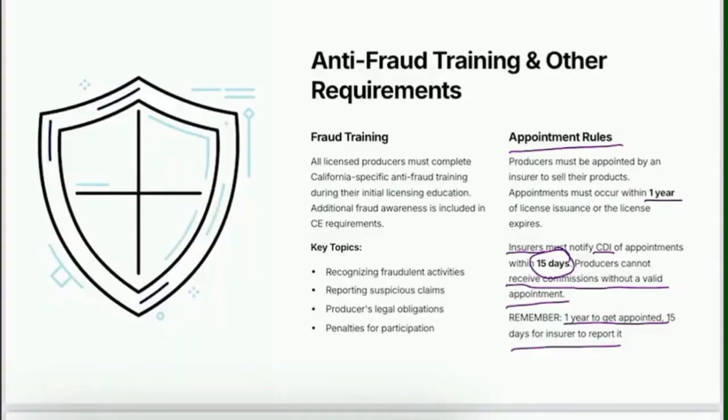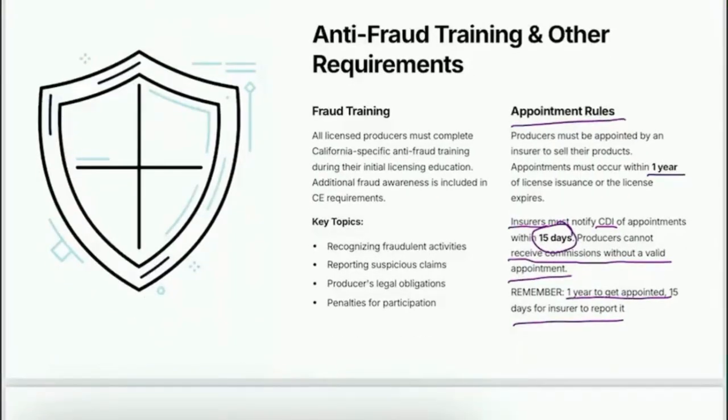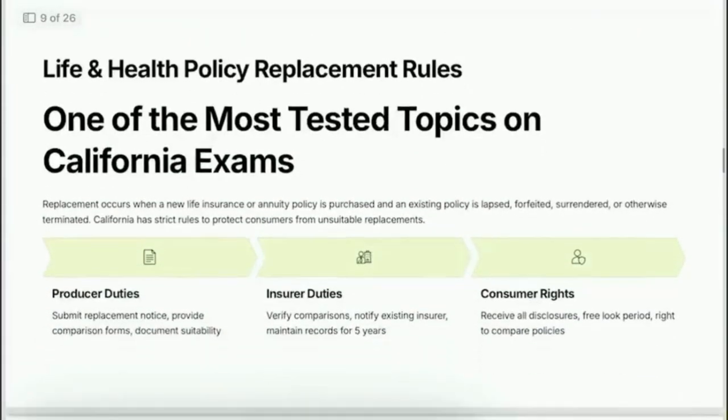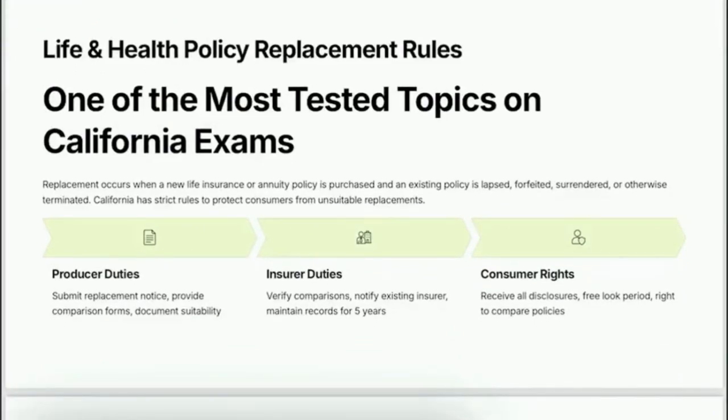All right, so life and health policy replacement rules. One of the most tested topics on California exams in regards to the regulation section, okay? Replacement occurs when a new life insurance or annuity policy is purchased and an existing policy is lapsed, forfeited, surrendered, or otherwise terminated. California has strict rules to protect consumers, because that's the main purpose of the Department of Insurance and the commissioner, from unsuitable replacements.